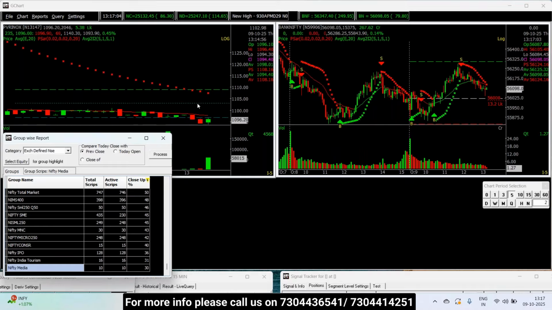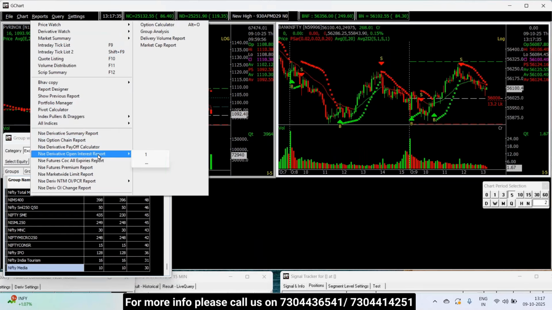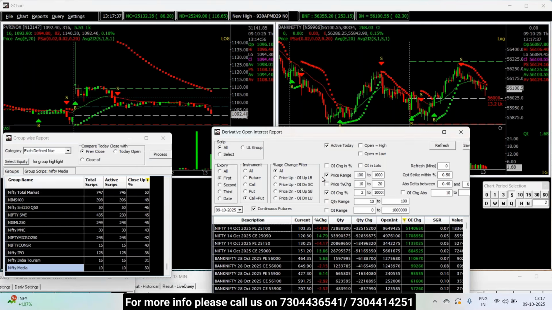But now the technology has changed. With Spider software, you get the edge and the ability to analyze faster, react faster, and trade with more clarity. For example, I'll open this. This is the derivative open interest report in our software, where you can see all the options open interest.